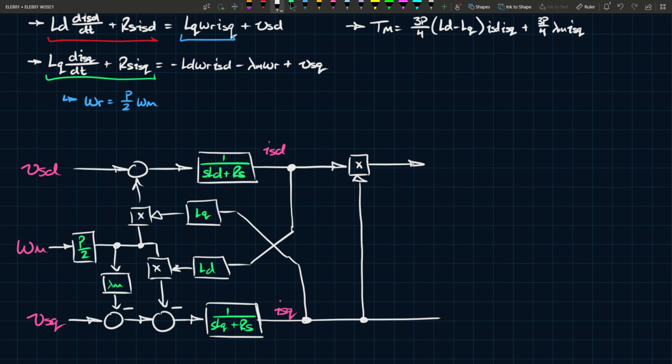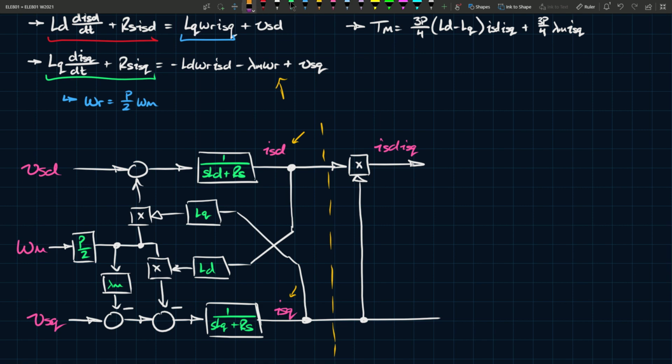So this is ISD, this is ISQ. The output of here is ISD, ISQ. Maybe we can label that as ISD, ISQ. What we've done so far, up to this point, is we've written these two equations. We've done the modeling for the two differential equations, right? So we've generated ISD and ISQ based on this equation and this equation.